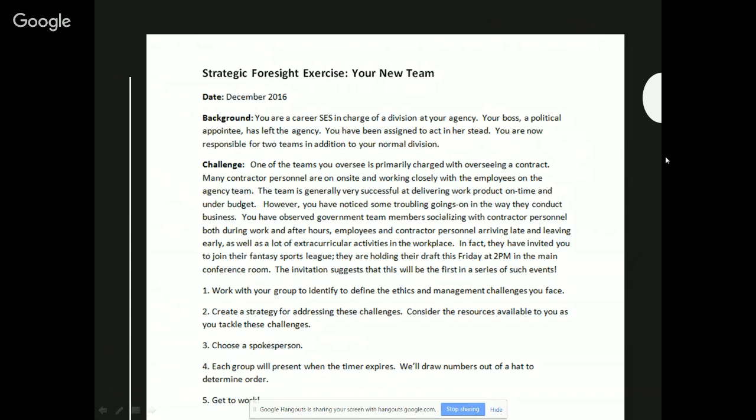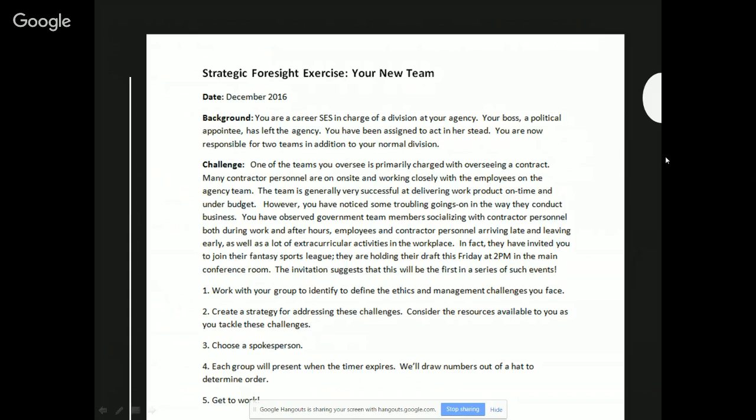And here we have the challenge. One of the teams you oversee is primarily charged with overseeing a contract. And this challenge you could tailor to your own agency. If this is not a realistic scenario for you, you could put in a challenge that is realistic for your agency. But in this case, we're going to say that one of the teams is primarily charged with overseeing a contract. Many contractor personnel are on site and working closely with the employees on the agency team.